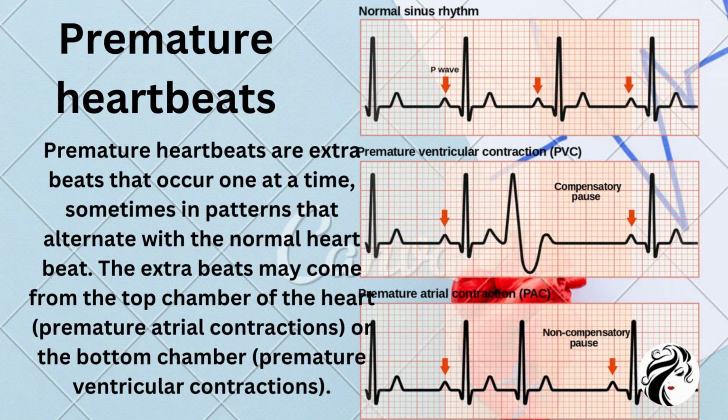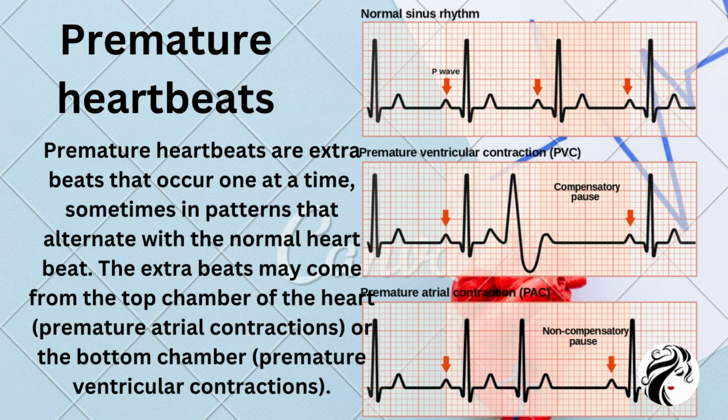So premature heartbeat is basically an extra heartbeat. As you will see in the image, there is a normal sinus rhythm, and when we have a PVC, it means there is an abnormal extra beat generating from the ventricle. And when we have a PAC, it means premature atrial contraction, an extra beat generating from the atria.